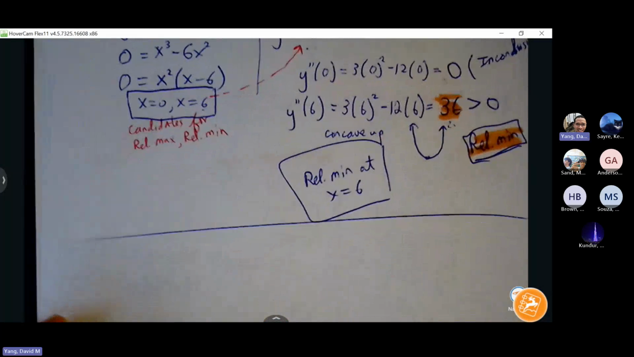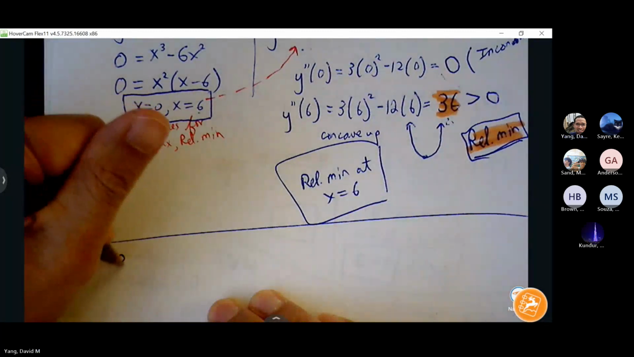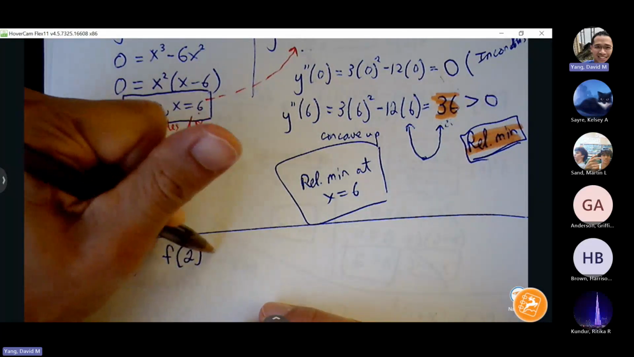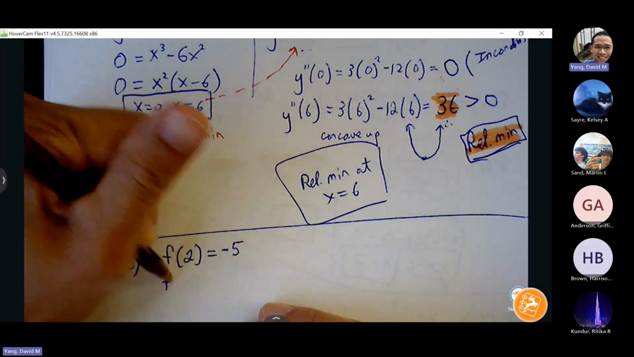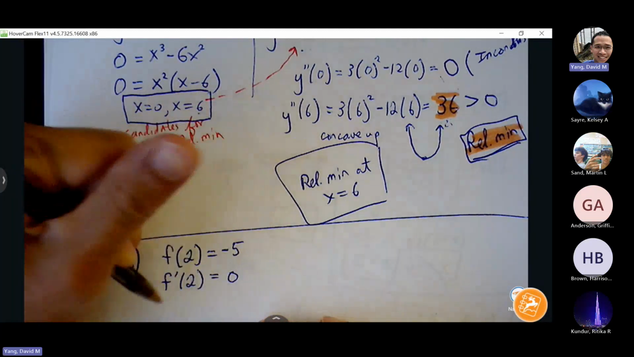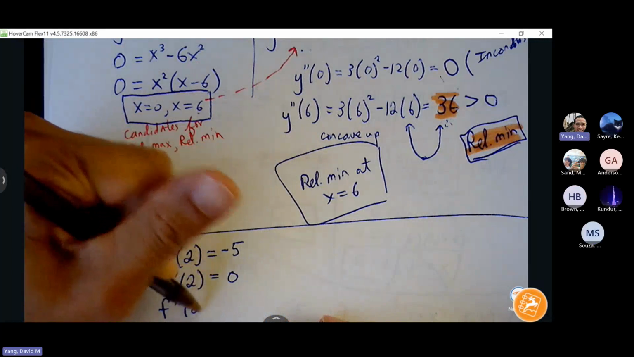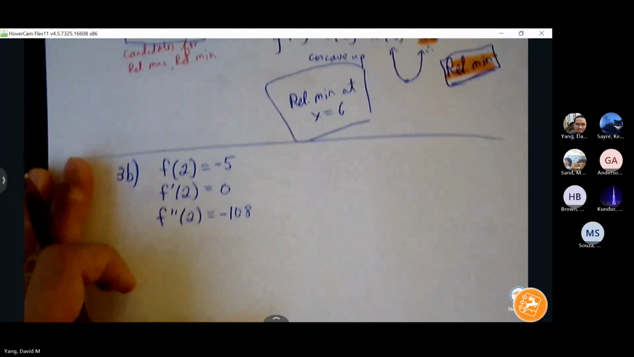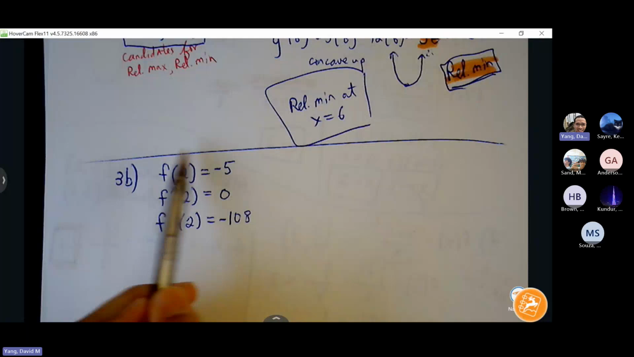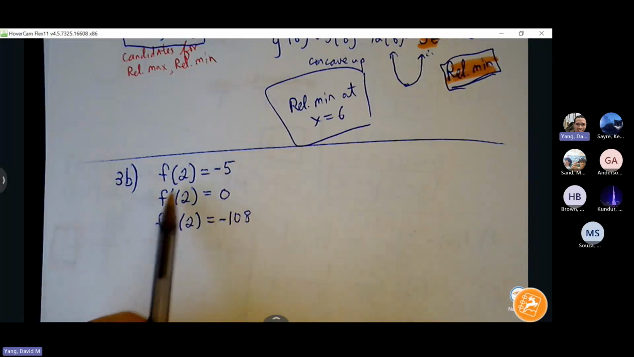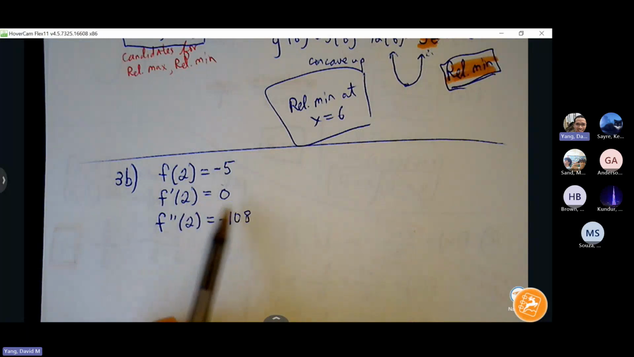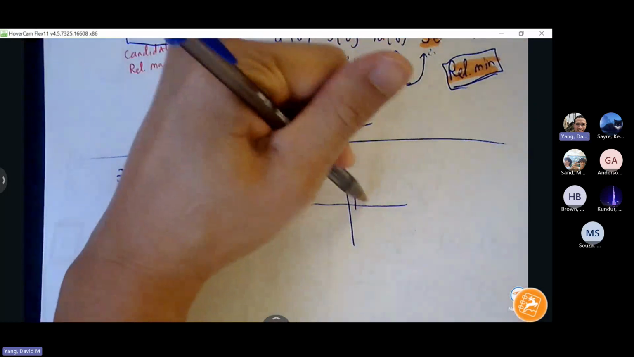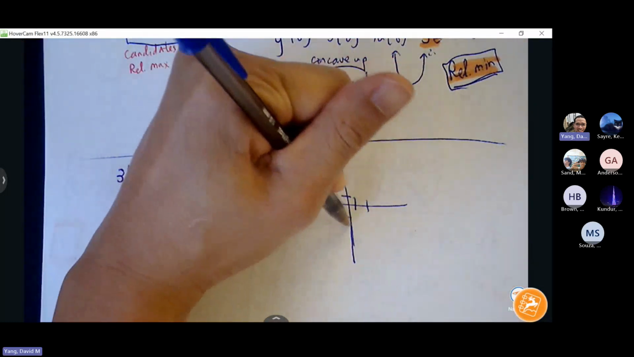Let me give you an alternate example of second derivative test. Let's say I had f of 2 is equal to -5, f prime of 2 is equal to 0, and f double prime of 2 is equal to -108. Okay, so this gives us location, this gives us the slope at 2, and this gives us the curvature value at 2. So you don't have to sketch it out, but you could. The ordered pair is at 2, -5.